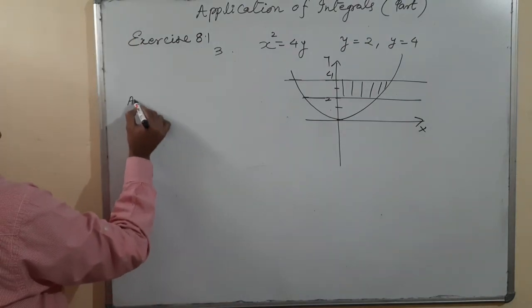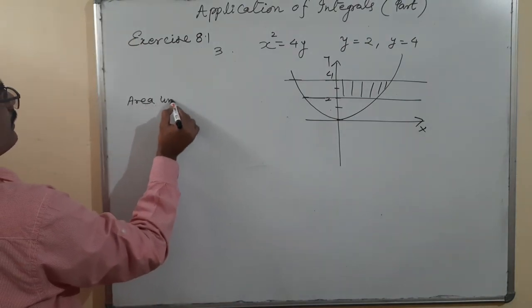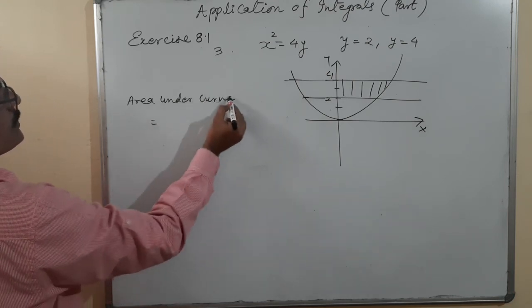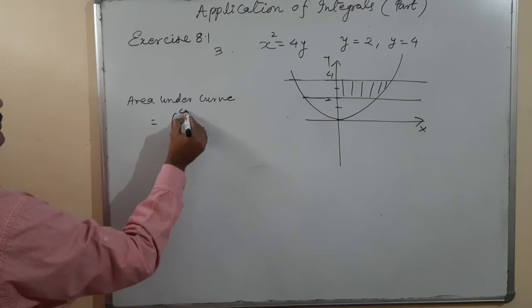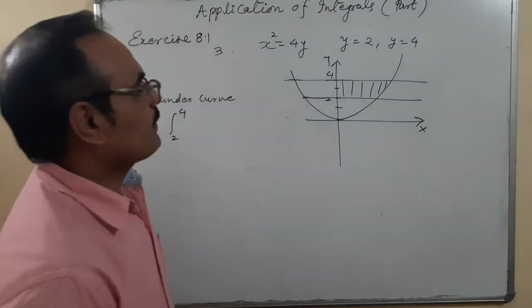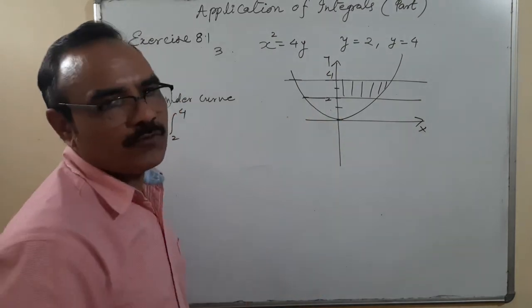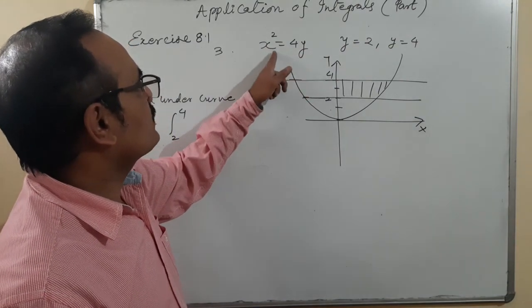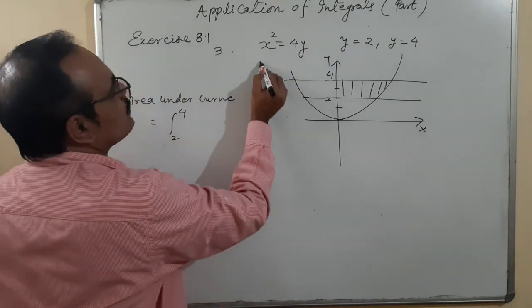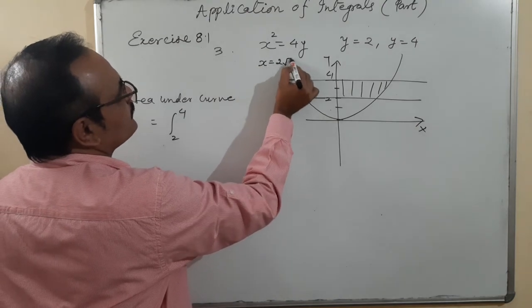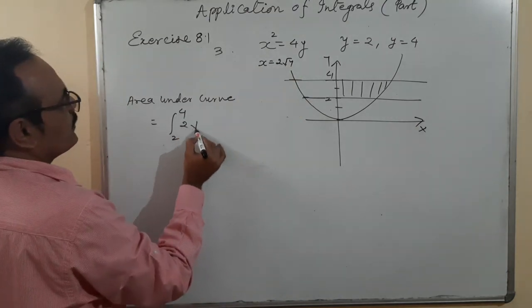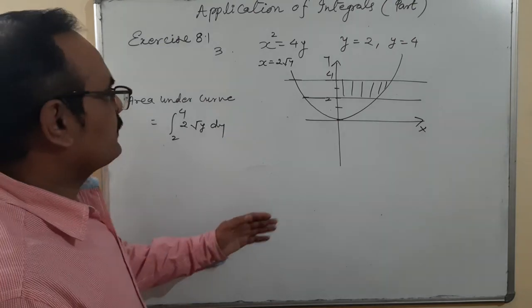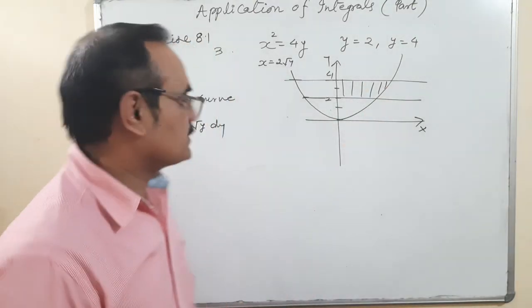So area under the curve is equal to limit 2 to 4 y-axis. So here the term is coming in terms of y. So because x square is equal to 4y, so what is the value of x? It is 2 under root y. So 2 under root y dy. Okay. That is the difference along the x-axis, along the y-axis.